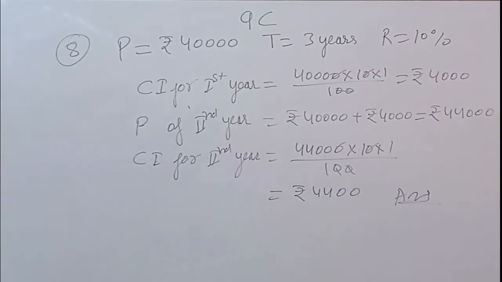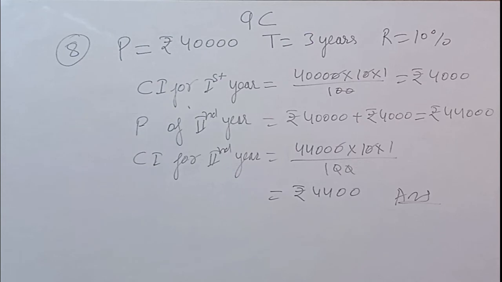Children, I am taking question number 8. The question is: Rekha borrowed rupees 40,000 for 3 years at 10% per annum compound interest. Calculate the interest paid by her for the second year. First, whatever is given: P equal to rupees 40,000, time T equal to 3 years, rate of interest 10%.